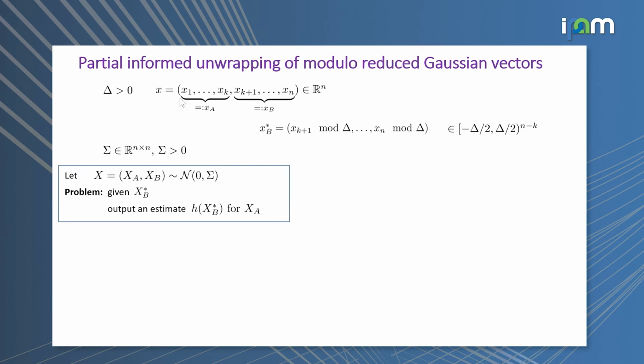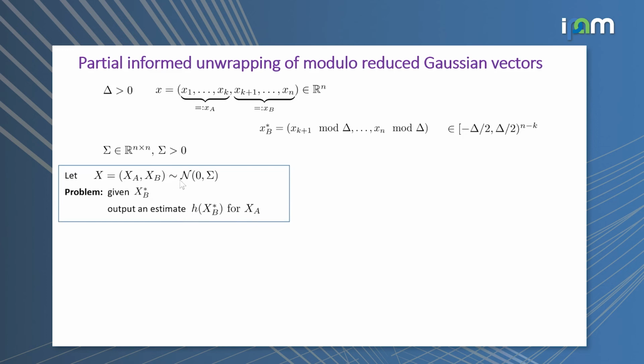Let me first introduce some notation. For vectors in R^n, we call x_a the first k components and x_b the second n minus k components. And x*_b is going to be the modulo reduced second part, so every component is taken modulo some constant delta. Now the estimation problem is the following. x is a sample of an n-dimensional random vector with covariance matrix sigma that's known to everyone. This is why it's called informed. But now you're not given x, you're only given this modulo reduced second part of x. And your task is to estimate the first part, x_a. So you have to output an estimate.